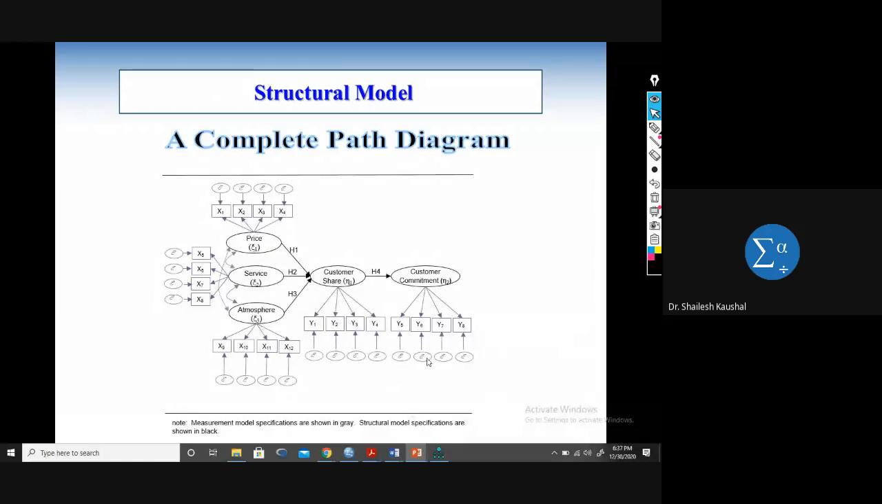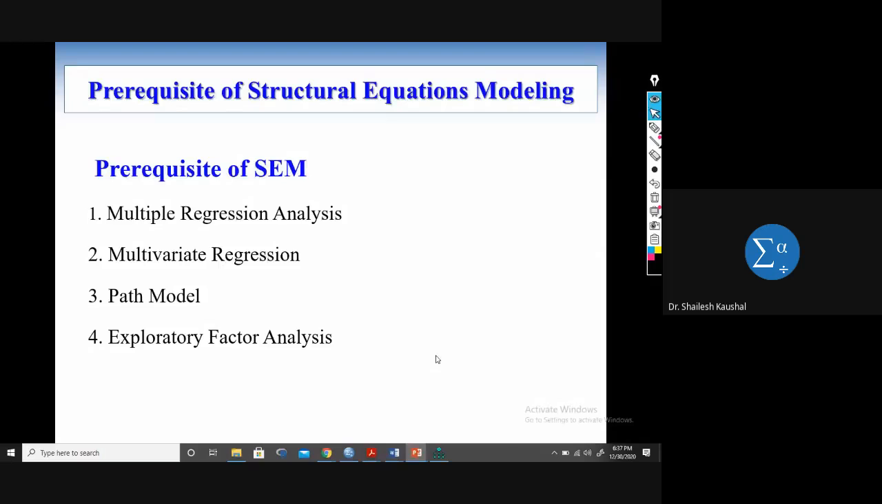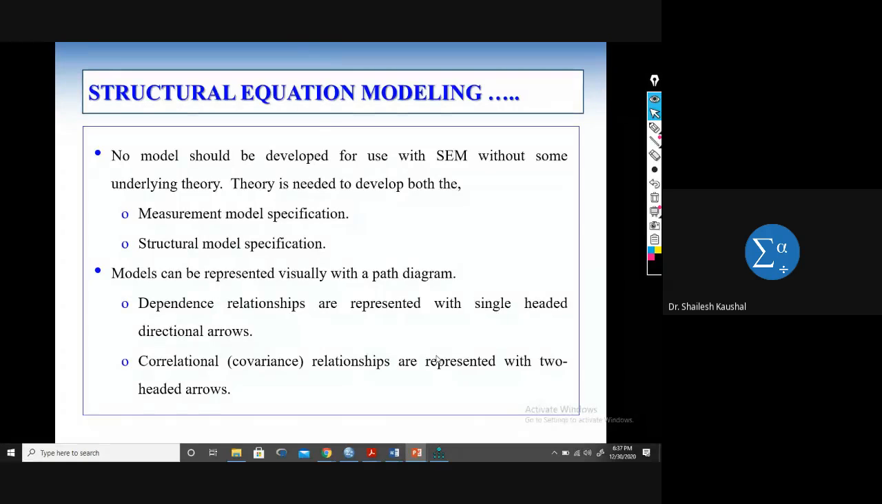It's a complete path diagram, and then the prerequisites I discussed: multiple regression analysis, exploratory analysis. Now structural equation modeling. No model should be developed for use with SEM without some underlying theory. It is a very important point: without theory we should not perform structural equation modeling. Theory is needed to develop both the measurement model specification and the structural equation model specification.